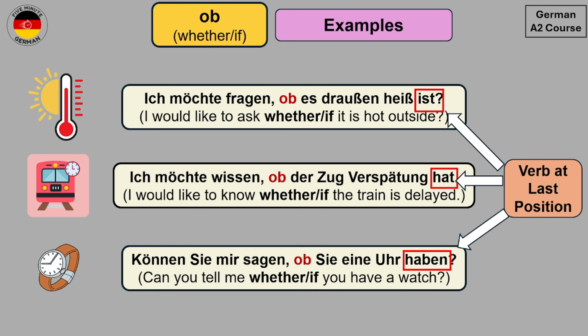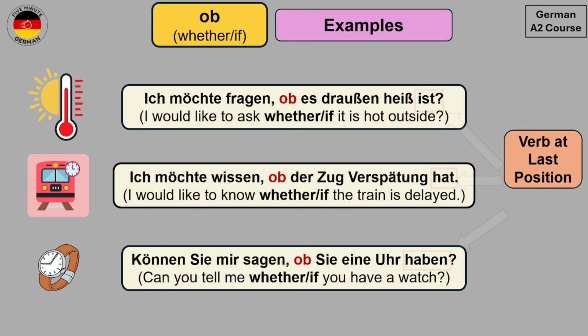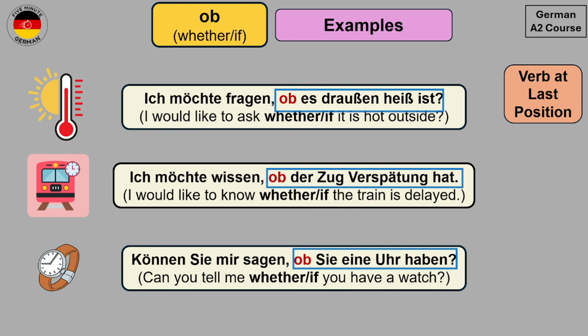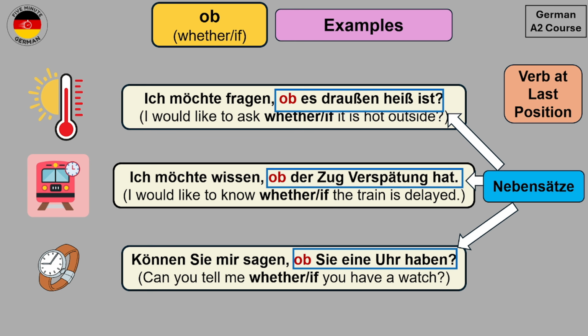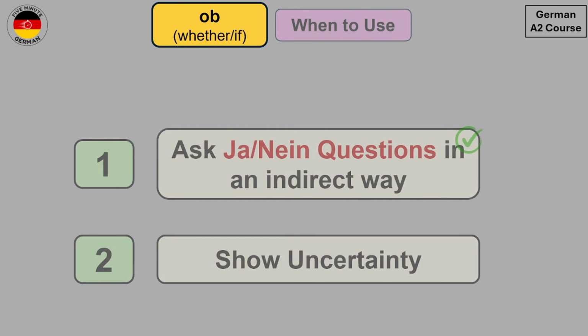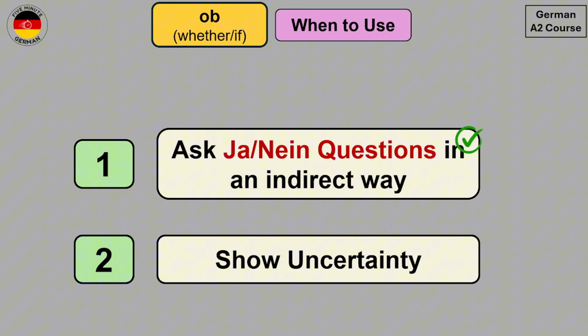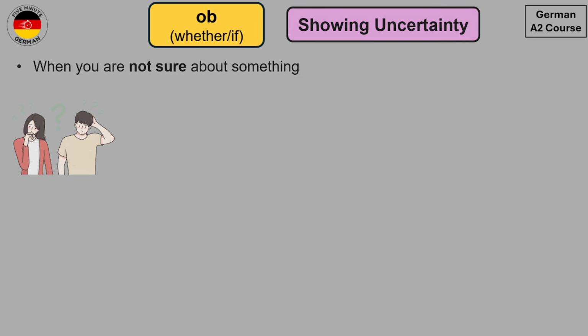And since in all of these sentences with ob, the verb goes to the end, that's why these are called Nebensätze. So this is how you can use ob to ask Ja-Nein questions in an indirect way. Now let's take a look at how we can use ob for showing uncertainty. That is, using ob when you are not sure about something. So for this, let's take a look at the example.